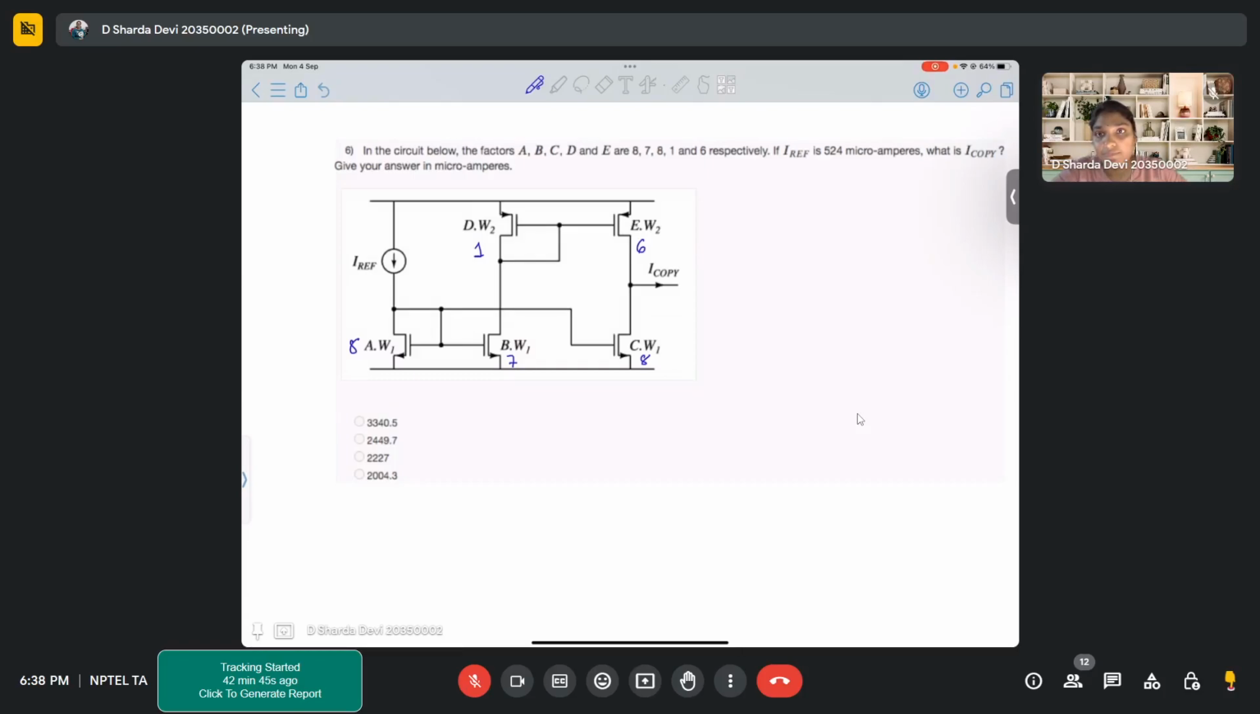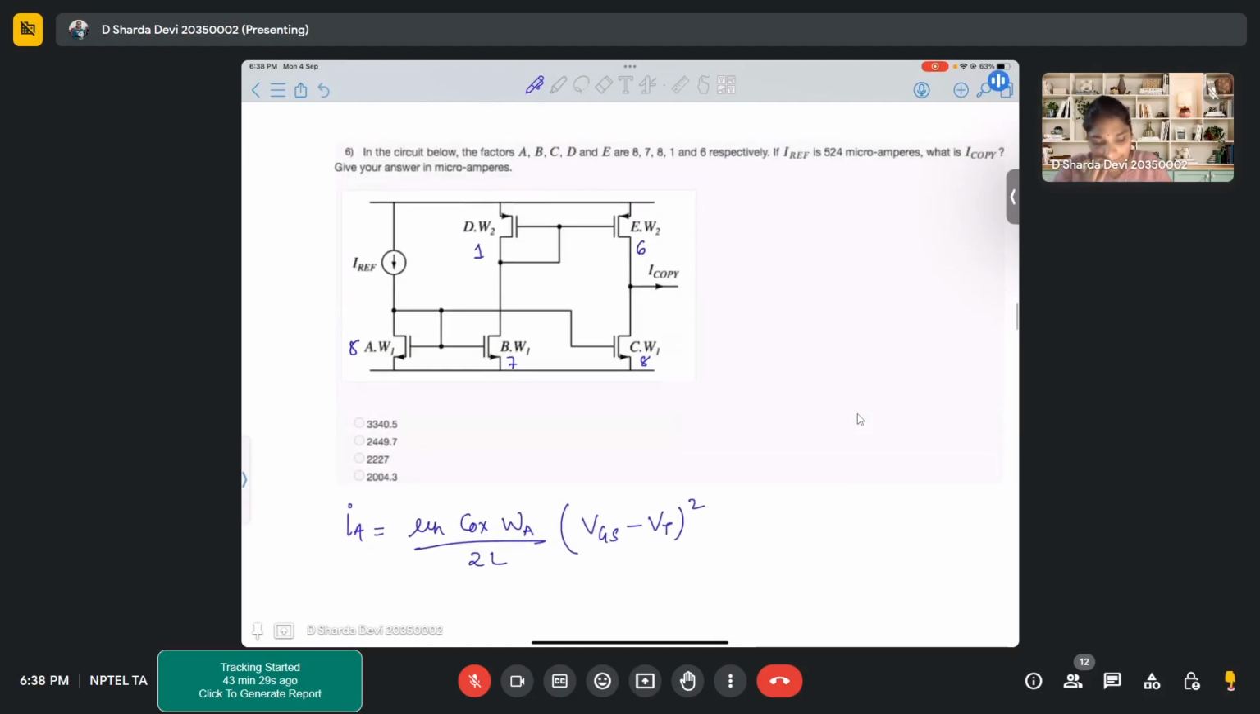First, we need to calculate the current across transistor A, ma'am. Will it be 8 times of I reference? Yes, because the width is given as 8 times. So will the current through the transistor become 8 times? No, the current will be IREF. The current will remain the same because the transistor is in series with the current source, so the same amount of current will flow.